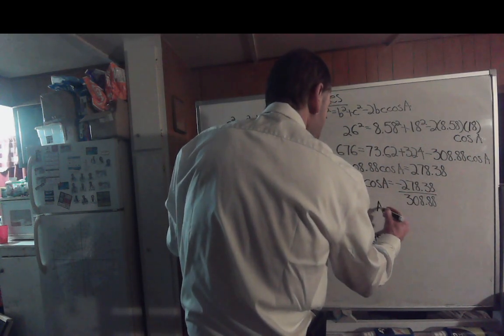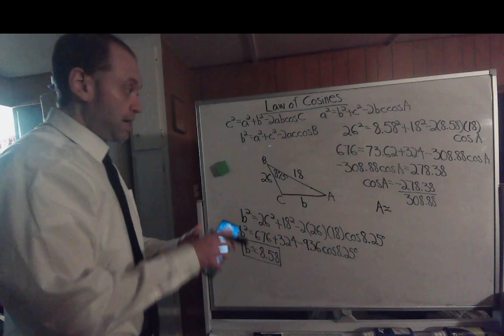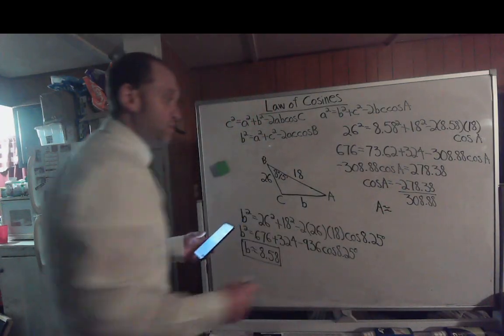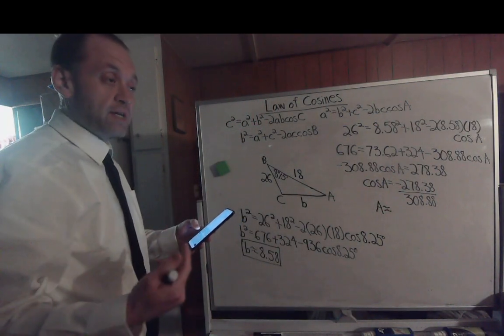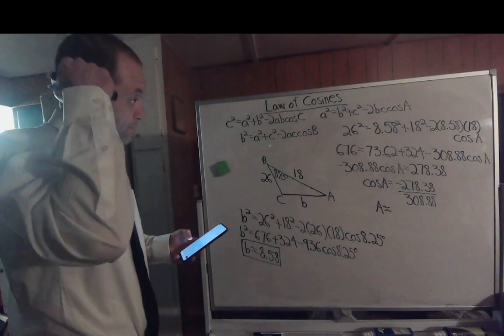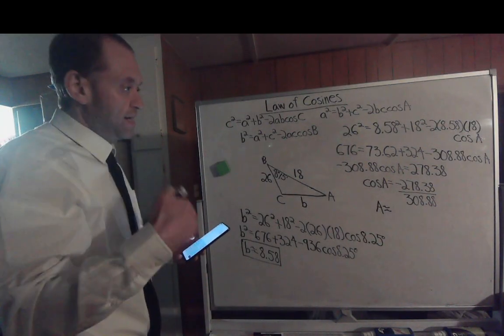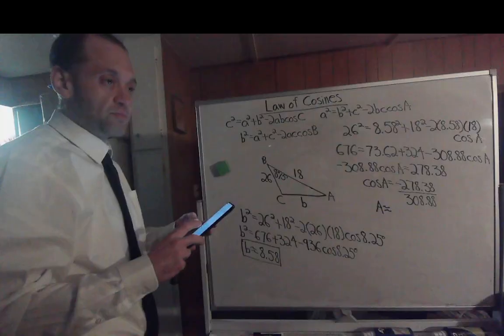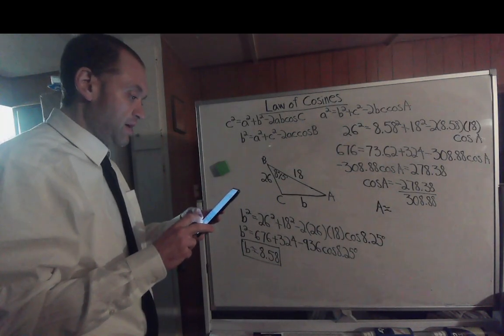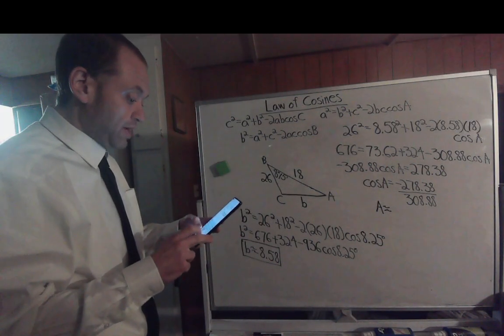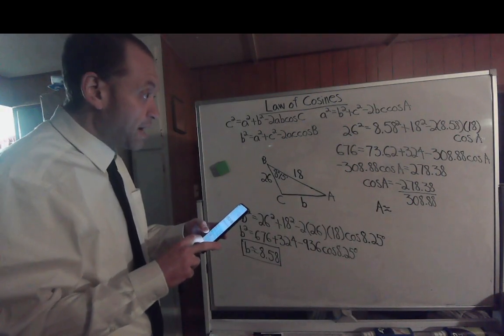So let's find the value to 2 decimal places for angle A. So yes, if you get a negative number on the right hand side, that's okay, because the range of the inverse cosine is a second quadrant angle. It goes from 0 to 180, so we know we're good there. So negative 278.38 divided by 308.88.